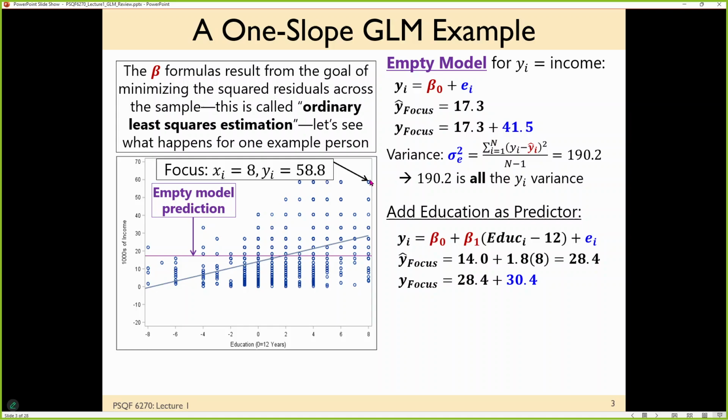For this person up here, I'm putting in an 8 because they went to 20th grade. And 20 is 8 more than 12. So if I put in 20 minus 12, I get the 8. That's where this comes from. So this semester, we're going to be centering everything for the same reasons. We want to have meaningful intercepts. Do the math. They're predicted to have an income of 28.4. That gets me to this spot on the blue line. Better, closer, heading in the right direction. Not there yet. Still wrong. Still wrong by 30.